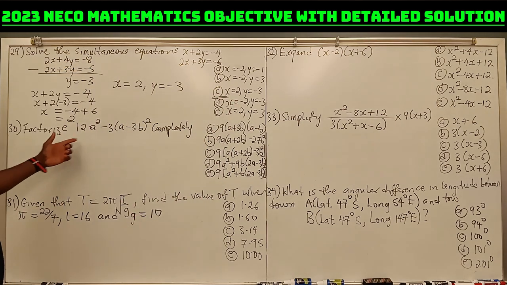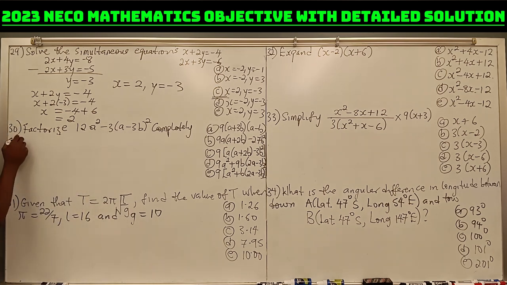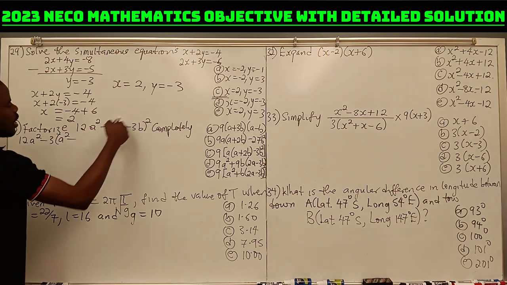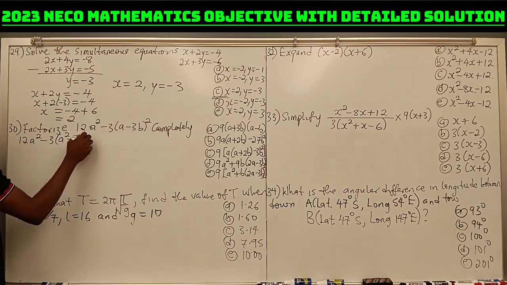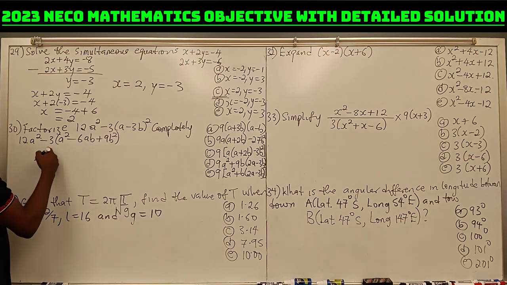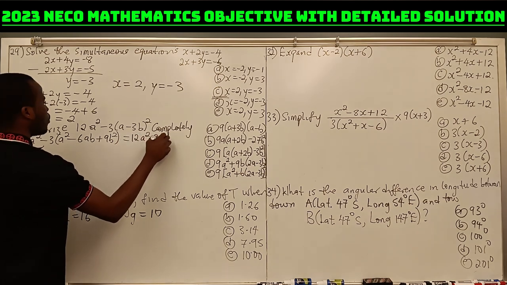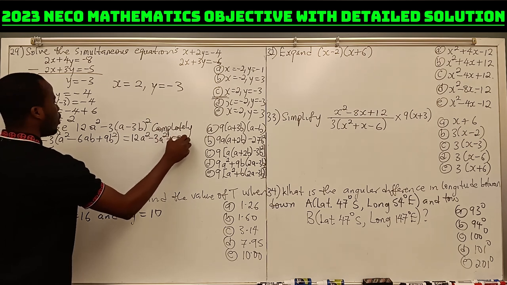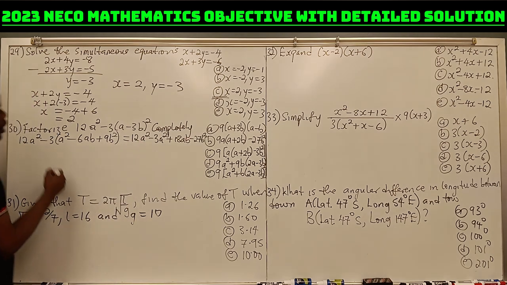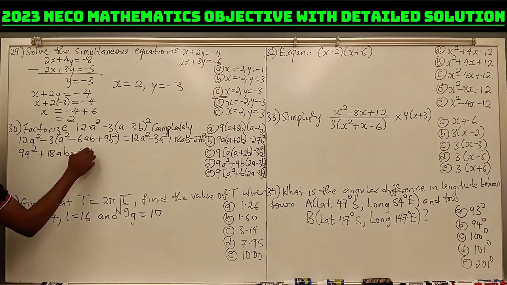For the next question, we are asked to factorize 12a squared minus 3(a minus 3b) squared. So if we open this bracket, we'll have 12a squared minus 3, this is a squared minus 2 times a times 3b is 6ab, plus minus 3b squared, 9b squared. So if we open this bracket, this is 12a squared minus 3a squared plus 18ab minus 27b squared. So 12a squared minus 3a squared is 9a squared plus 18ab minus 27b squared.